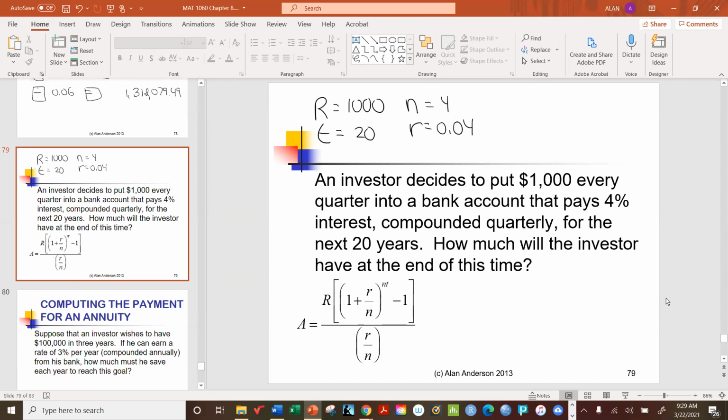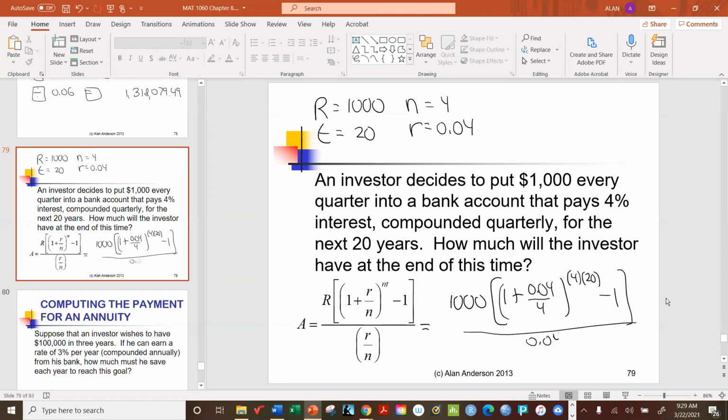So I'm going to quickly just pencil in all the actual numbers that you'll be using. All right, so now your job is to simplify that and then throw it into the calculator.